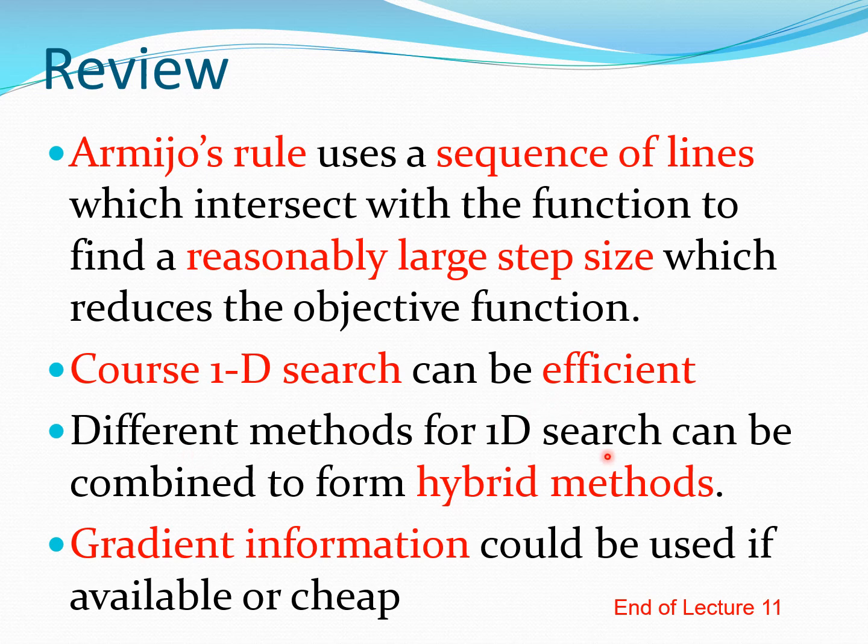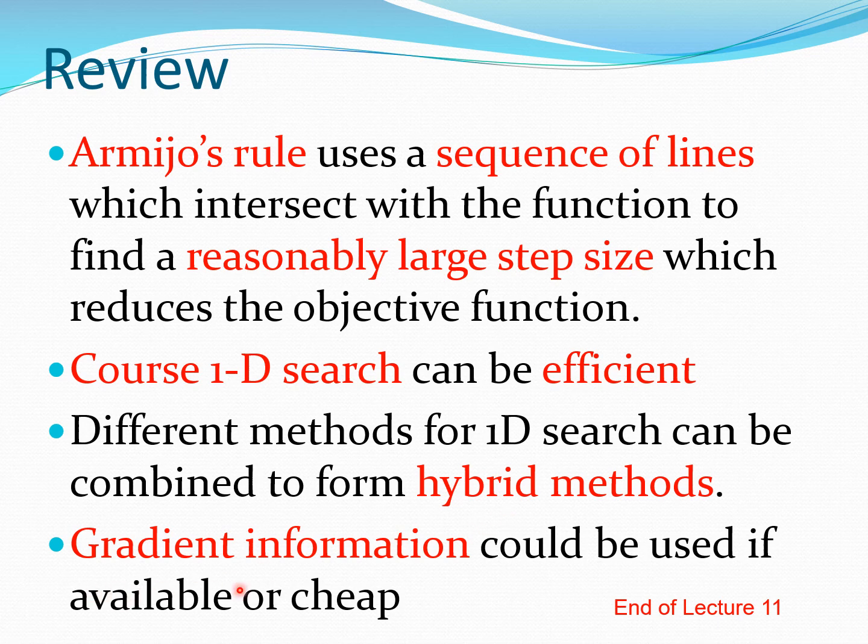Now, you could also combine different methods of 1D search and you could form hybrid methods. So we have seen how the golden section could be combined with the quadratic search. You could combine quadratic search with a kind of cubic search and so on. So again, this is a very fertile field, and there are various possibilities in terms of discoveries of methods where you can combine different methods and so on.